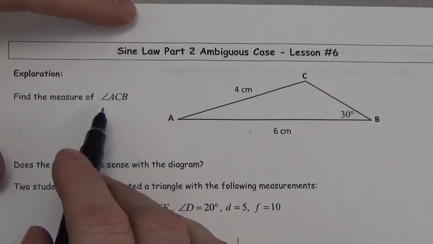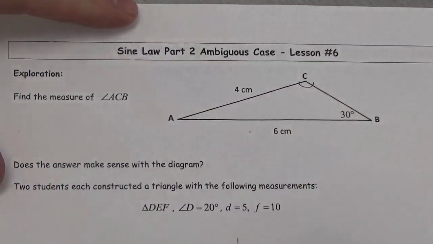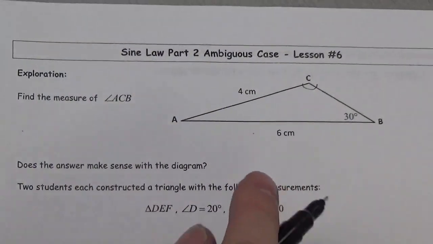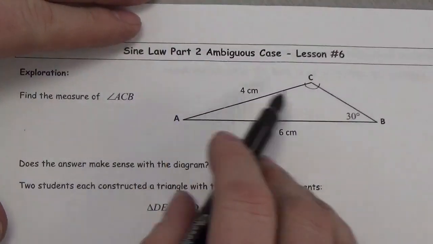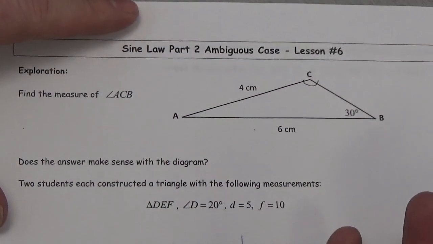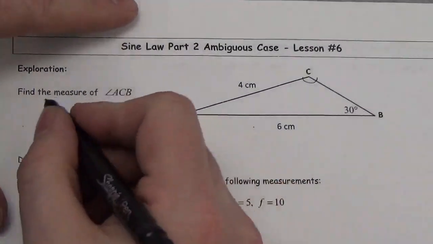This question tells us to find the measure of angle ACB. So ACB, we're looking for this angle right there. I look at what I'm given, and I notice that I've got an angle and a side, and they're opposite each other in the triangle. So I know that this is going to be a sine law problem. That's the minimum information I need to use the sine law. So I'm going to set that up.